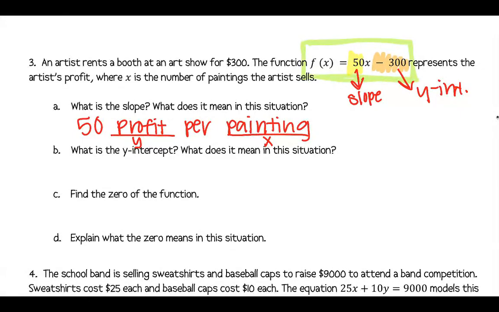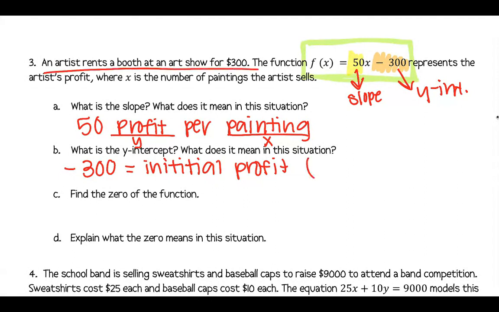And this says, what is my y-intercept? Again, it's given to me nice and pretty. That would be negative 300. What does that mean? That's our initial profit, which actually means we're in debt because we had to pay for this booth. So $300 in debt.